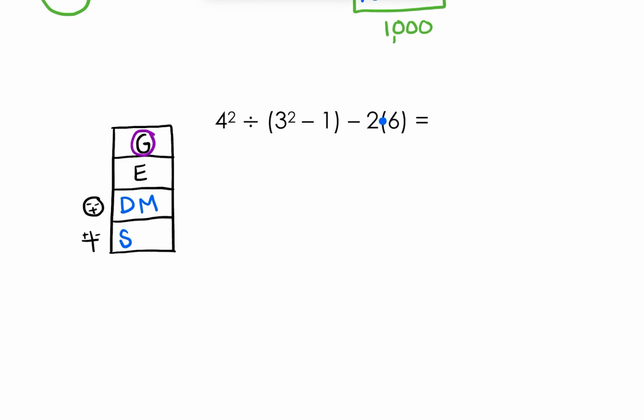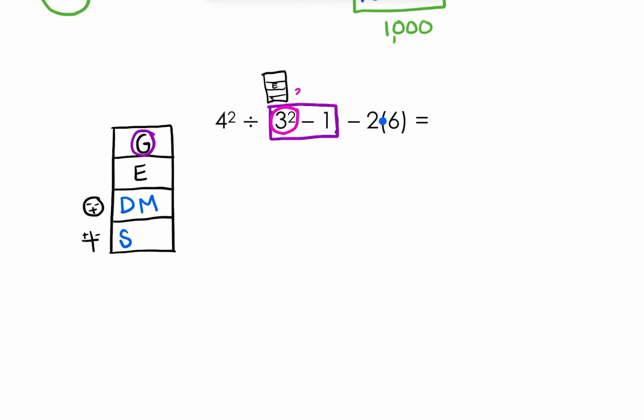So first step, remember we start at the top, my group. So I'm going to put a box around my group to show my work. Now, inside my group, I have an exponent and subtraction. So you can kind of think of this as having its own little tower. Okay, so what would come first? An exponent or a subtraction? An exponent would. So that's what we're going to do first, even though it's inside the group.